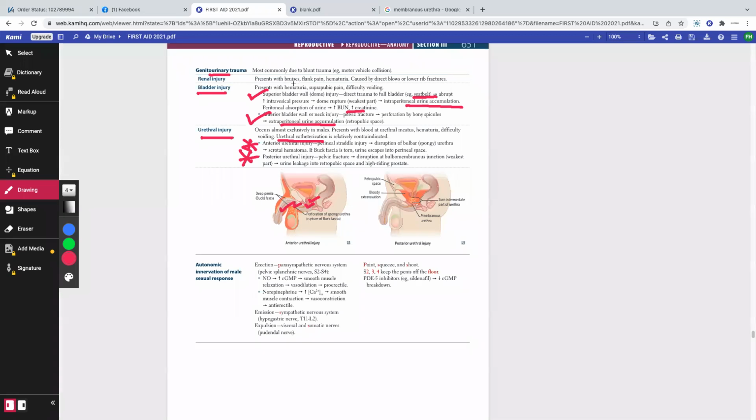Renal injuries are usually if someone gets a traumatic injury in the back, for example, specifically around the 12th rib. Then it will present with bruise, flank pain, hematuria. Okay, so that's all we need to know from genitourinary trauma. Urethral injury, one more time, is the most important one.